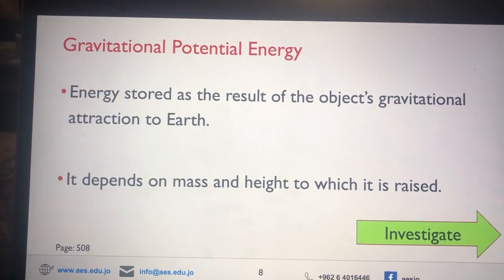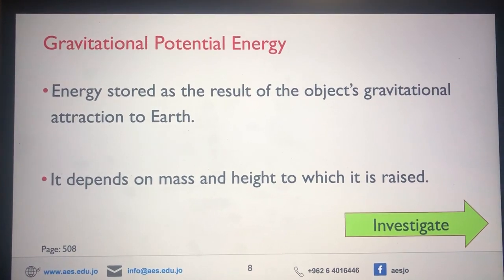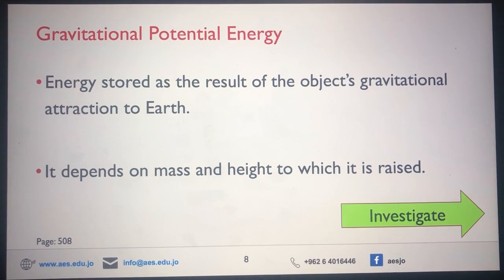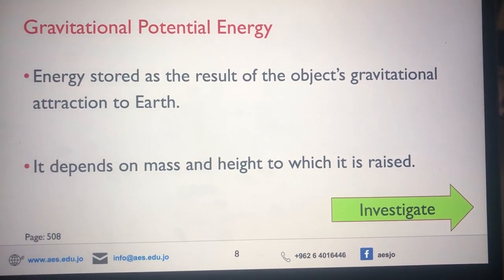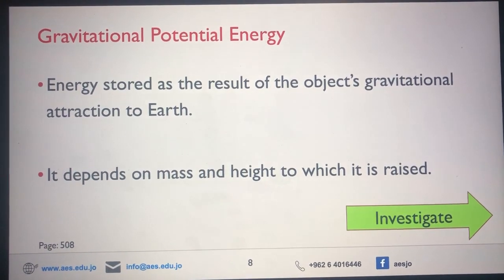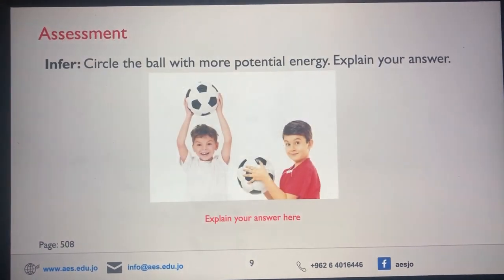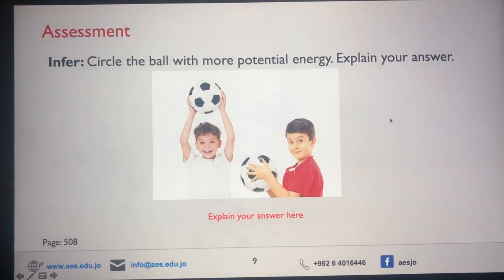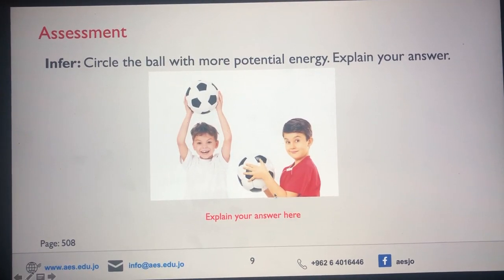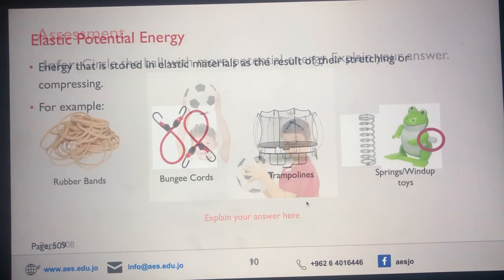Now, the first type we talked about is gravitational potential energy. Now, this is energy stored as a result of the object's gravitational attraction to Earth. It depends on mass and height to which it is raised. Let's investigate what that means together. So, here, circle the ball with the more potential energy and please explain your answer in the box.